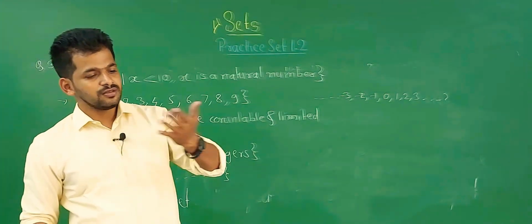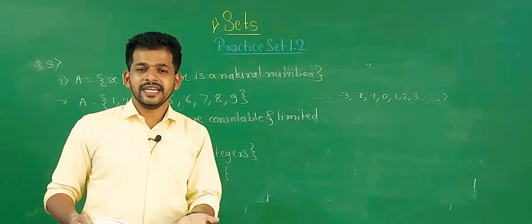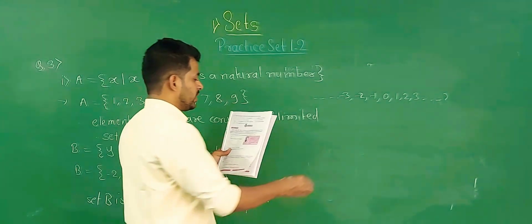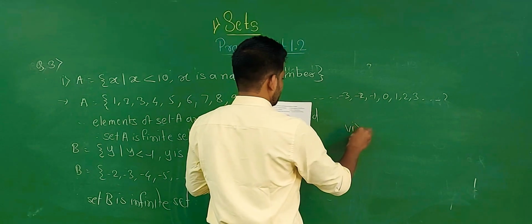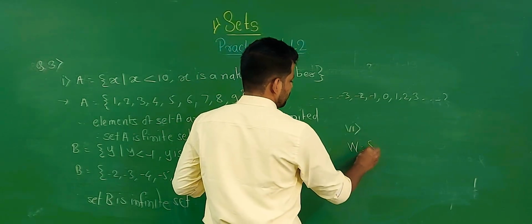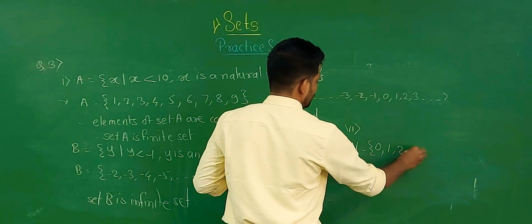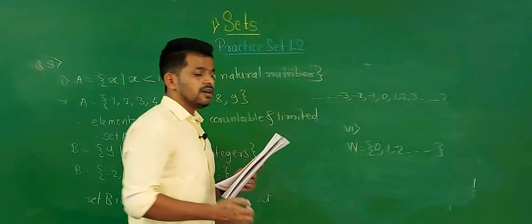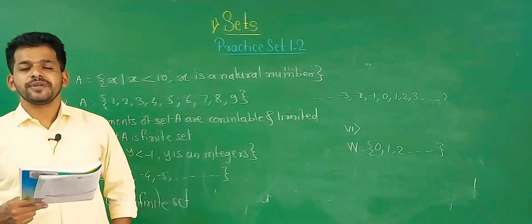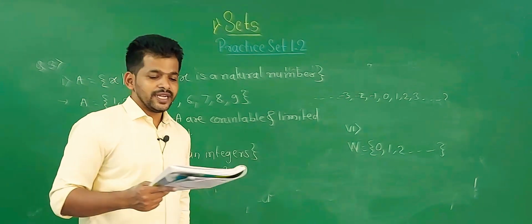Whole numbers means it is infinite because it is standard 0, 1, 2, 3, 4, 5, 6 up to infinite. How to write? Question number 6, suppose whole numbers. So W is equal to 0, 1, 2 up to infinite. So it is uncountable. So it is an infinite set. And last one, set of rational numbers. It is also an infinite set.